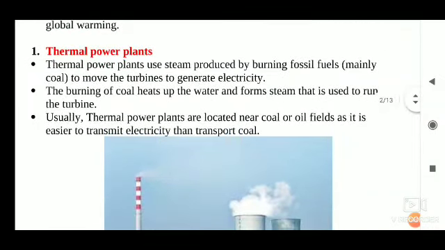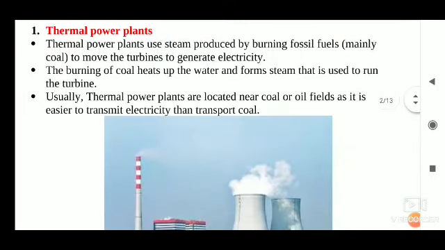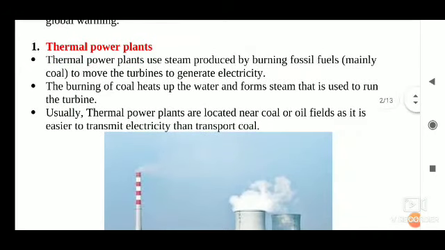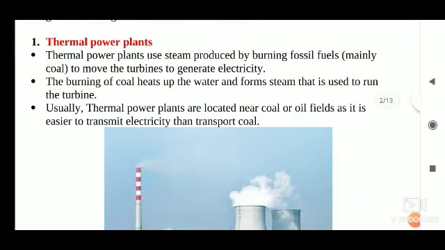Next is thermal power plant. Thermal power plants use steam produced by burning fossil fuels to move the turbines to generate electricity. The main purpose of thermal power plant is the generation of electricity. For the purpose of generation of electricity, we need to rotate the turbine. For the rotation of the turbine in thermal power plants, we use coal.